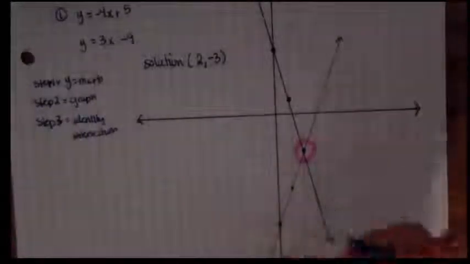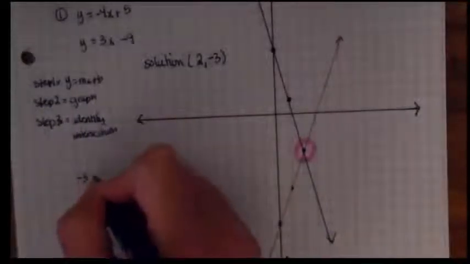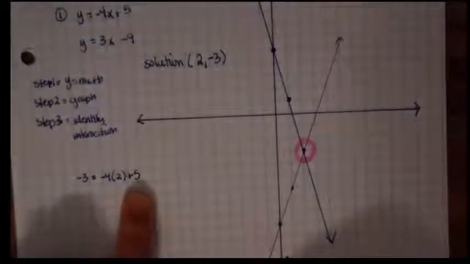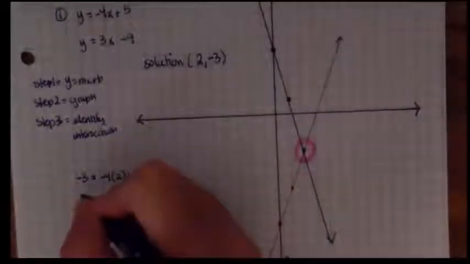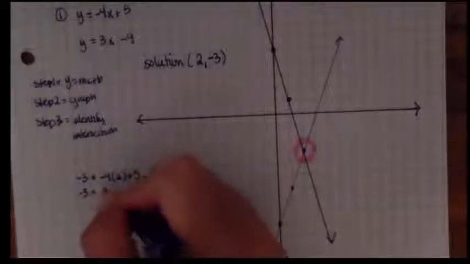If I plug in 2, negative 3, I get negative 3 is equal to negative 4 times 2 plus 5. So that's negative 3 is equal to negative 8 plus 5. That is true. If I plug it into my second, I get negative 3 is equal to 3 times 2 minus 9. Negative 3 is equal to 6 minus 9.